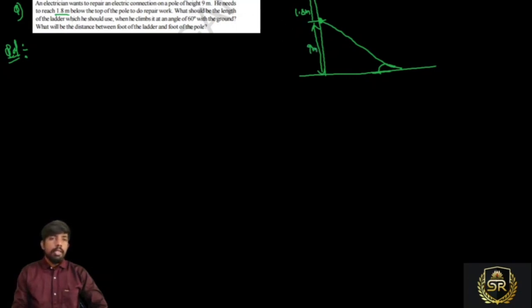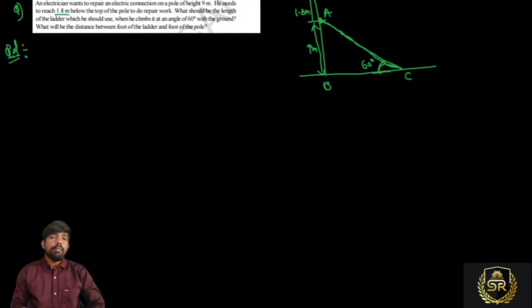So what should be the length of the ladder? This is the ladder. Let us consider this is A, this is B, and this is C. The length of the ladder, AC, is being asked, when he climbs at an angle of 60 degrees with the ground. That means this angle is 60 degrees. And the distance between the foot of the ladder and the pole, BC, is also being asked.